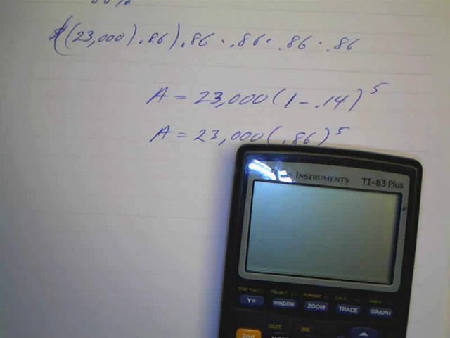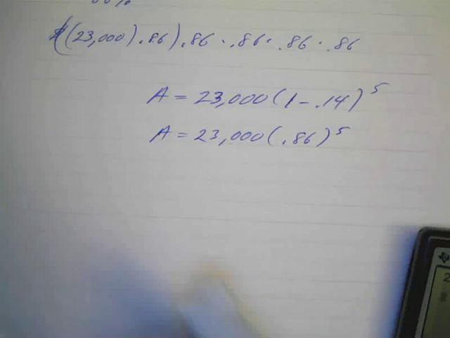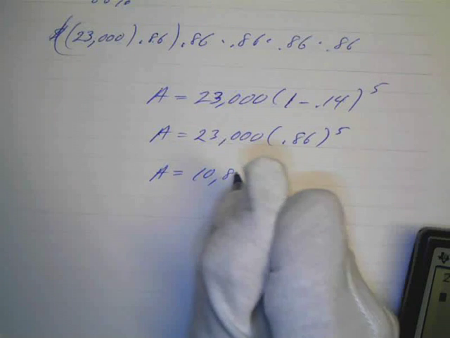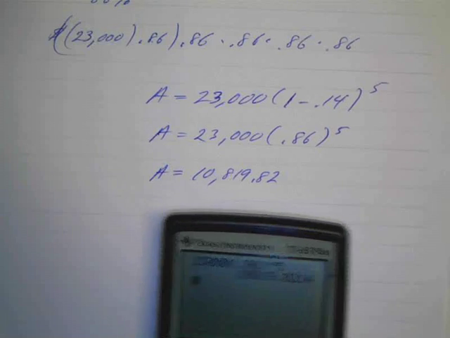Okay, let's turn this thing on. And we have 23,000, parentheses, and there's 0.86, parentheses, and we're going to raise that to the 5th power, and enter. So after 5 years, our car is worth $10,819.82. So that's how you would do the depreciation.